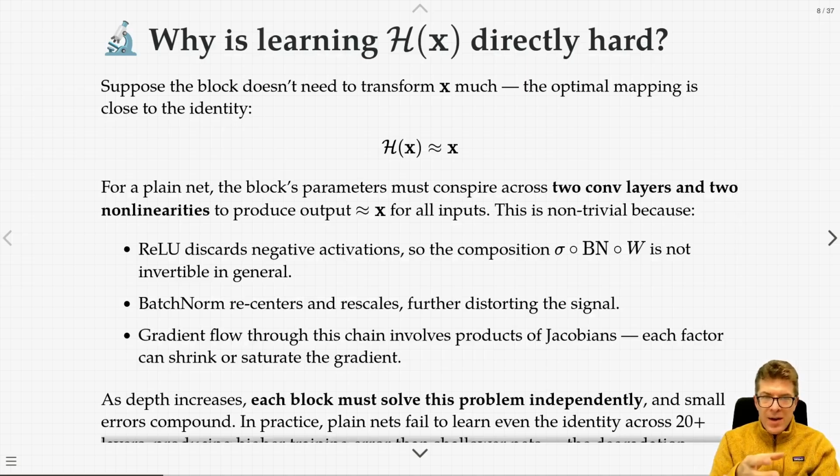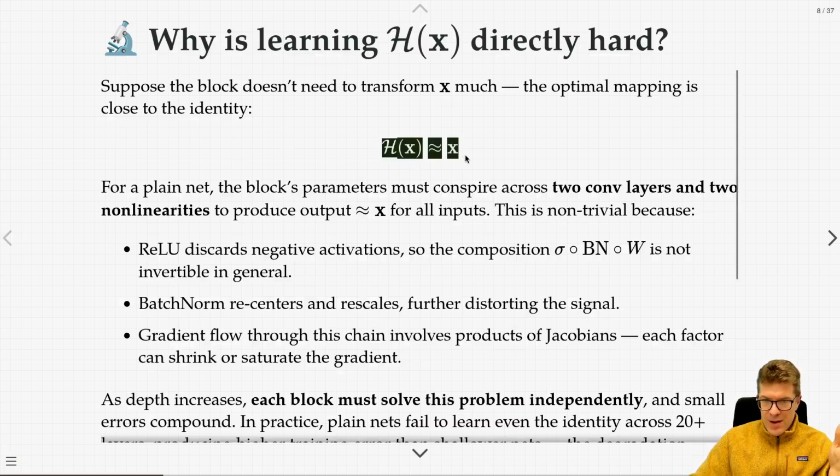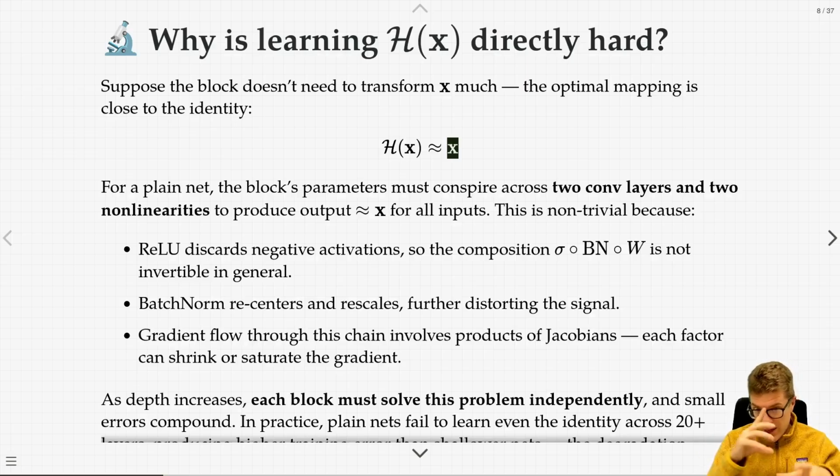Suppose our block doesn't need to transform its inputs very much, so the optimal mapping will be close to the identity. The block of X will basically return another image which is almost exactly X. In a plain convolutional neural network, these blocks' parameters have to conspire across the two convolution layers within our block and our nonlinearities to produce our output for all of our inputs. So for any possible input, we have these two convolutional layers interspersed with nonlinear activation functions.